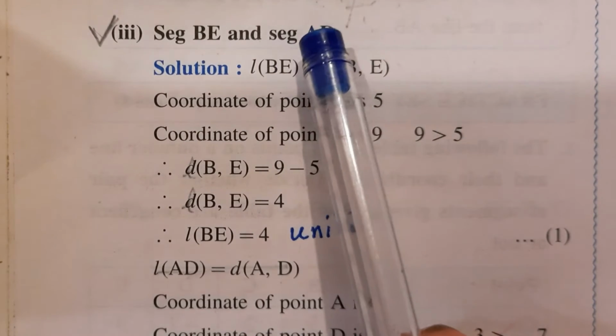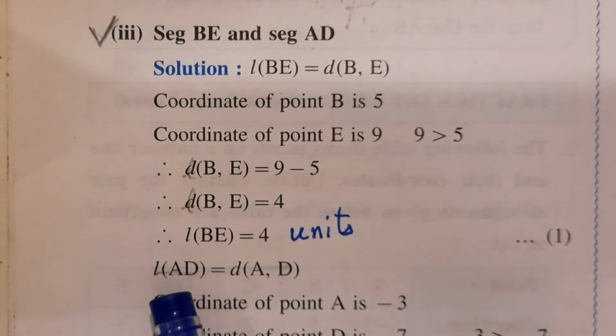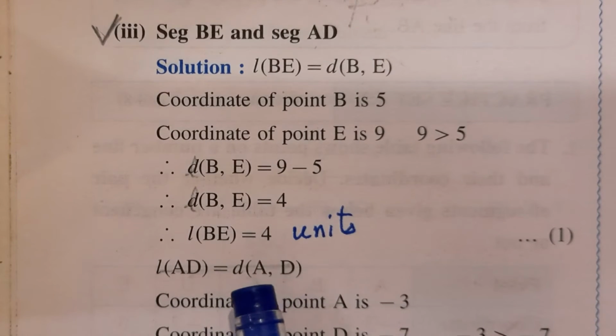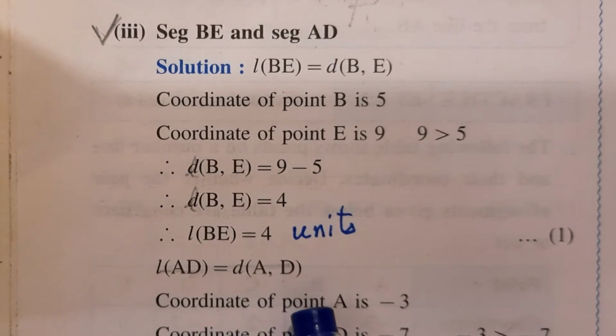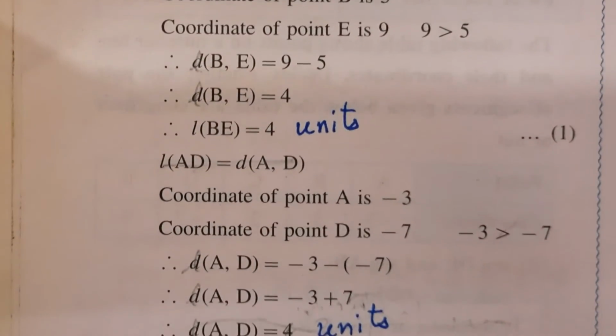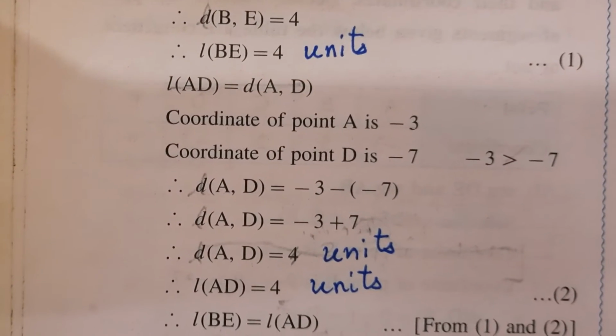Let us find the length of the second segment AD. Length AD is the same as distance AD. To find distance AD, let us see the coordinate of point A in the table is minus 3 and the coordinate of point D is minus 7 in the table.